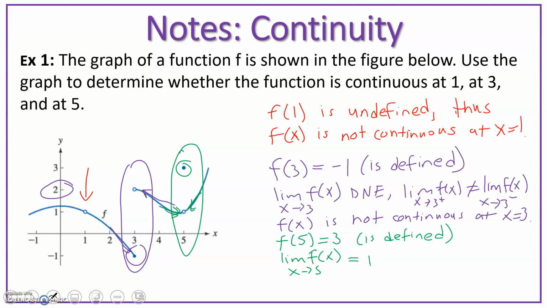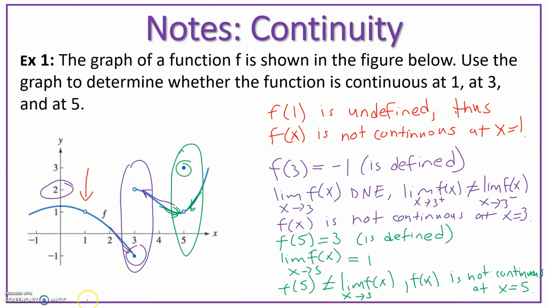but our third condition is not met. The third condition being that the limit of f of x as x approaches 5 must be our defined value. So since f of 5 does not equal our limit of f of x as x approaches 5, f of x is not continuous at 5. So all 3 of these are examples of cases where we have discontinuity.